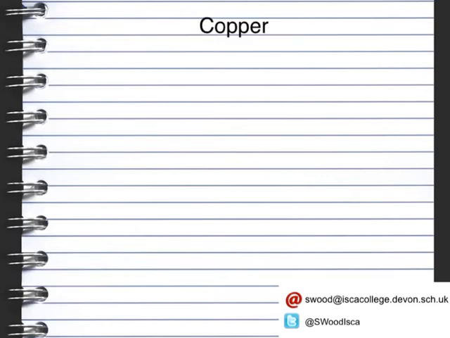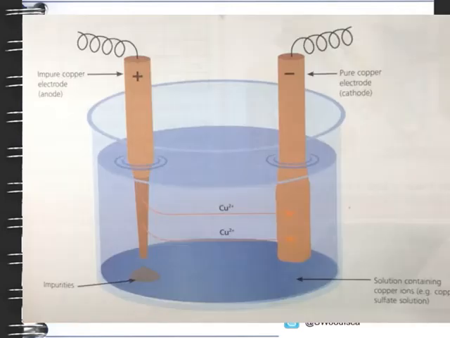Now, to get the copper, we need to use a process called electrolysis, and I will explain what electrolysis is here. Electrolysis, as the word suggests, uses electricity. Here we've got an impure copper electrode. It's impure because it contains copper amongst other things. What we do is we put this into a copper sulfate solution. Within the copper sulfate there are copper ions. An ion is something that has a positive or negative charge. In the case of copper, it's positive.